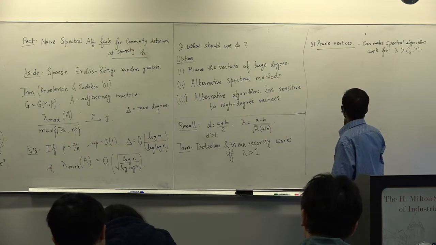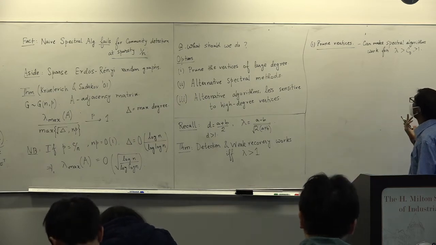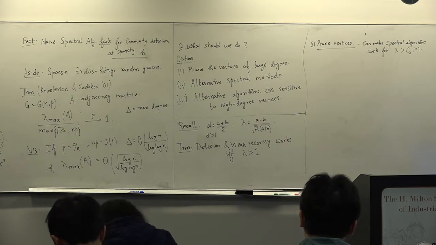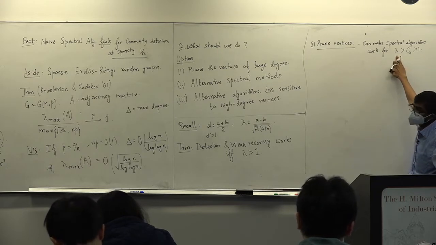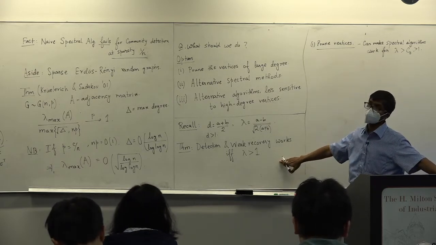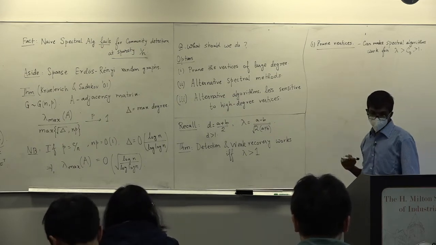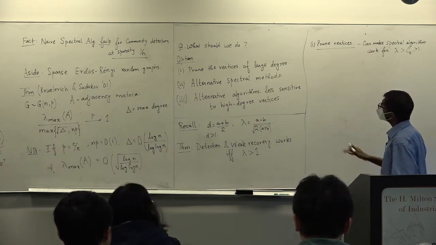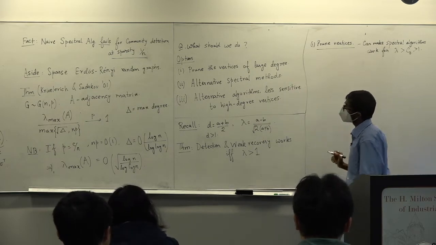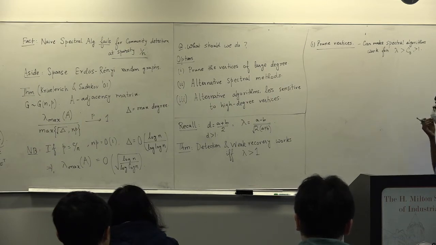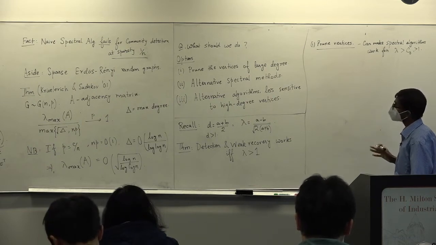Okay? In practice, I think it's a good strategy. It's a practical strategy, right? But from a purely theoretical perspective, I think it has been difficult to get this threshold down to the conjectured threshold of 1 with the pruning-based method. So the second approach, which is based on finding alternative spectral algorithms, actually has been much more successful.